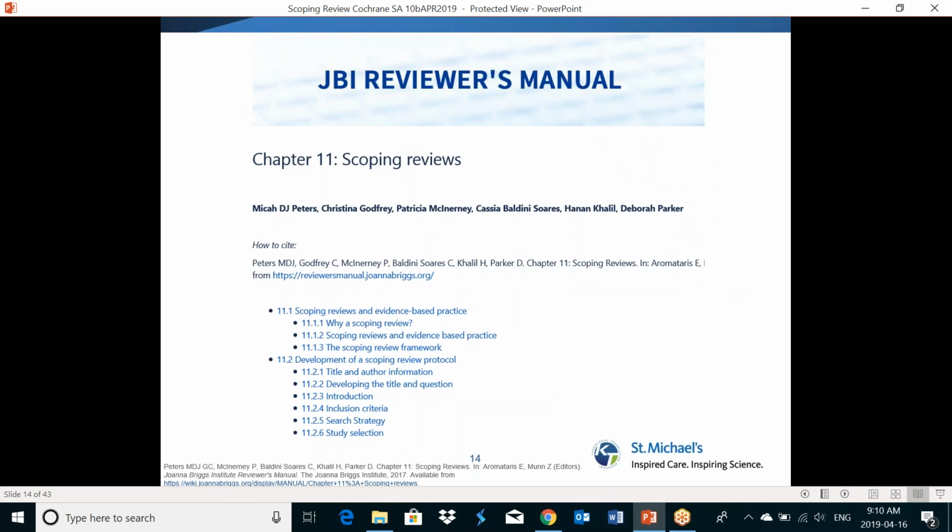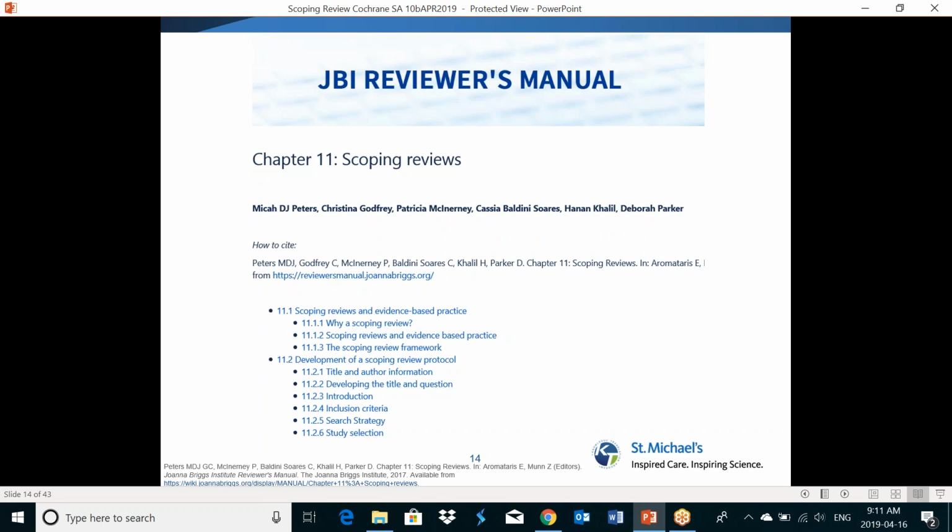So just wanted to note that the Joanna Briggs Institute manual has a whole guide on how to do a scoping review. I'm currently the convener for the Joanna Briggs Institute scoping review methodology group. So we are in the process of updating this chapter on scoping reviews. So this hopefully will be published by the end of the year, where we'll have some more updated information on how to conduct your scoping review.